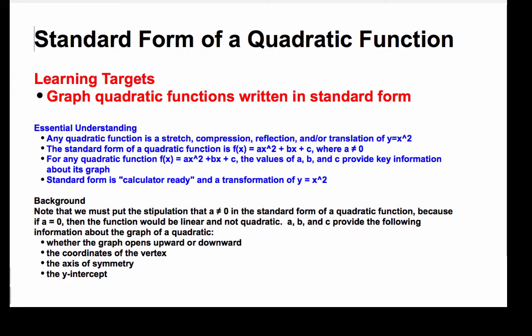Some background knowledge for the lesson. Note that we must put the stipulation that a cannot equal 0 in the standard form of a quadratic function, because if a were to equal 0, then the function would be a linear function and not a quadratic. A, b, and c provide the following information about the graph of a quadratic. It tells us whether the graph opens upward or downward. A tells us that. The coordinates of the vertex, a and b, help us determine that. The axis of symmetry comes from the x-coordinate of the vertex, and also the y-intercept, and c helps us do that.